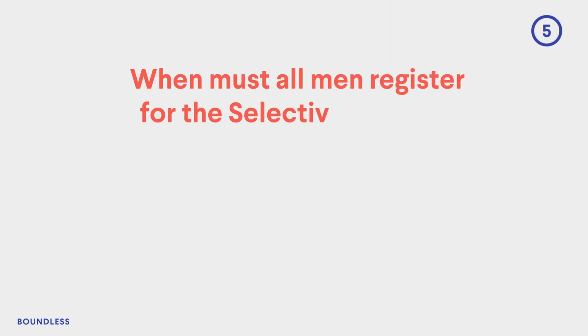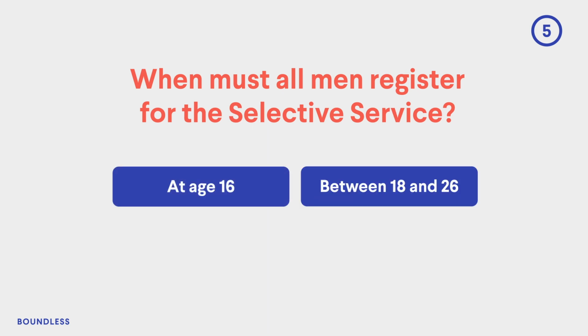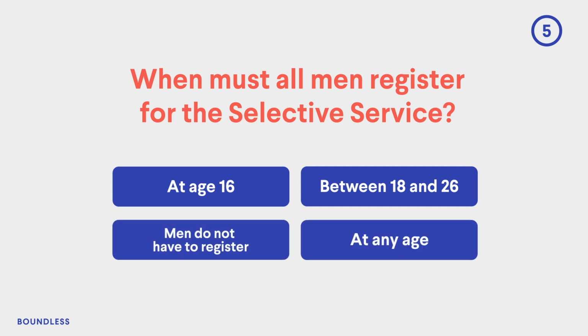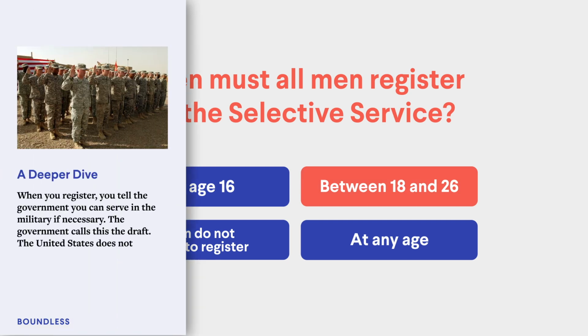When must all men register for the Selective Service? At age 16? Between 18 and 26? Men do not have to register at any age. Answer: between 18 and 26. When you register, you tell the government you can serve in the military if necessary.